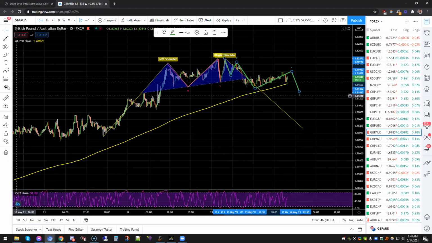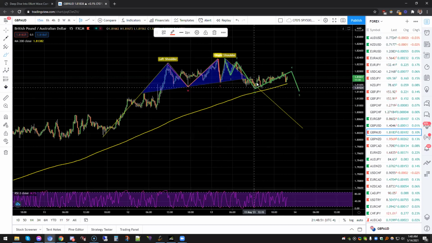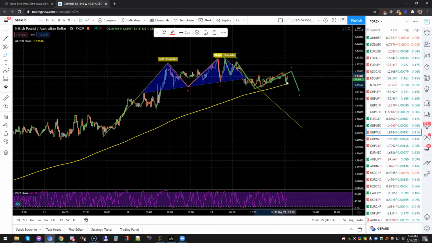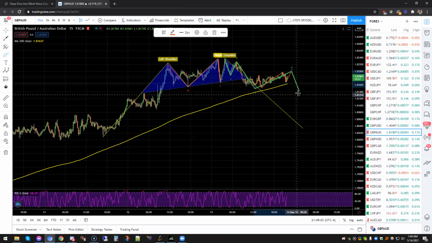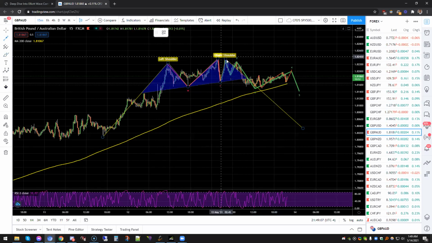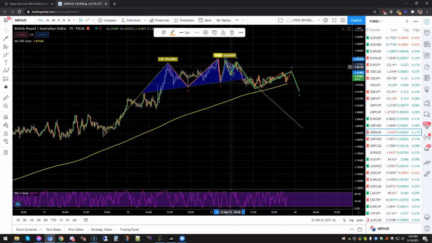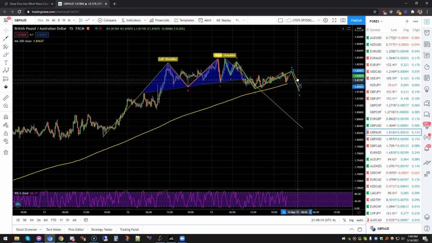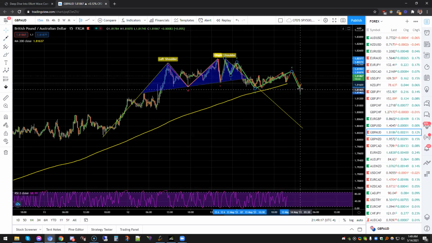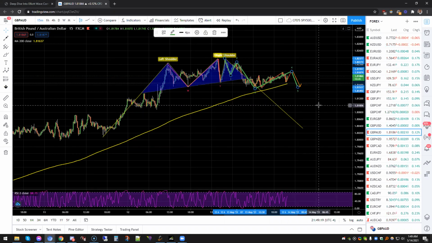Okay, let me just try to draw this in for you. So this will be 1. This is 1, 2, 3. We get one more wave to complete our wave 4, and then we get our wave 5 coming down. Wave 5 and wave 1 are typically the same length, right? So I can use that as a projection to give me an idea where this wave should end, right?